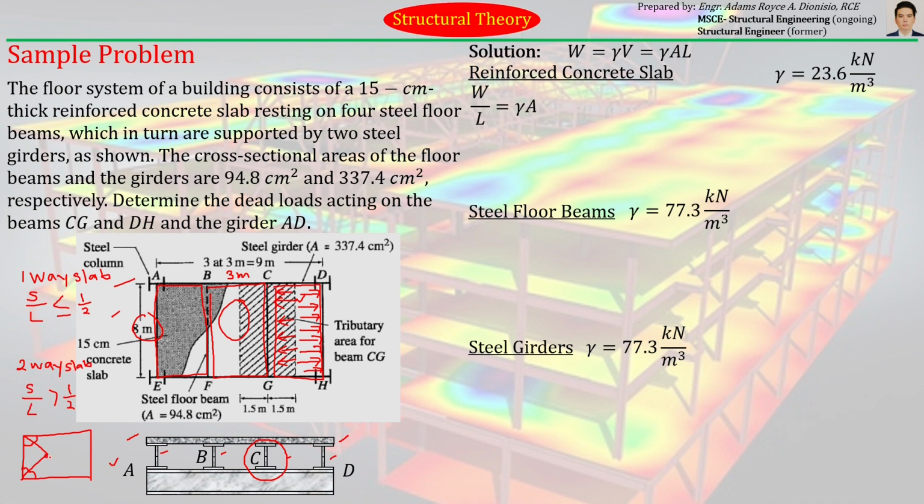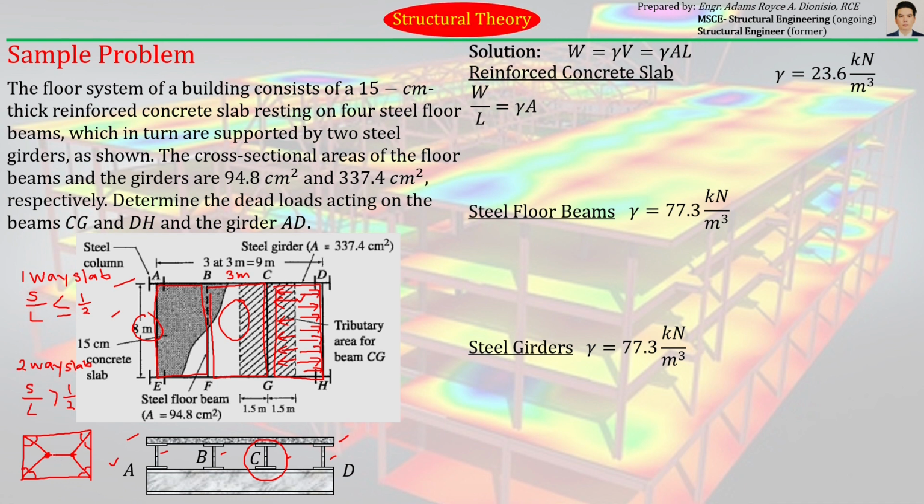Tapos, kung saan sila mag-meet, gawa ka ng horizontal line doon, papunta doon sa kabilang side, kung saan mag-intersect din yung dalawang inclined or diagonal line na naka 45 degree rin. Okay. So, yan yung magiging tributary area natin for two-way slab.